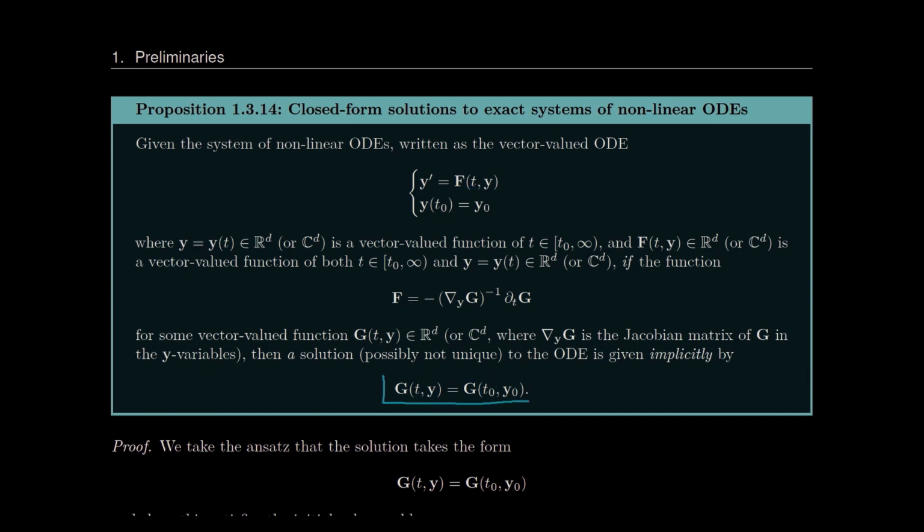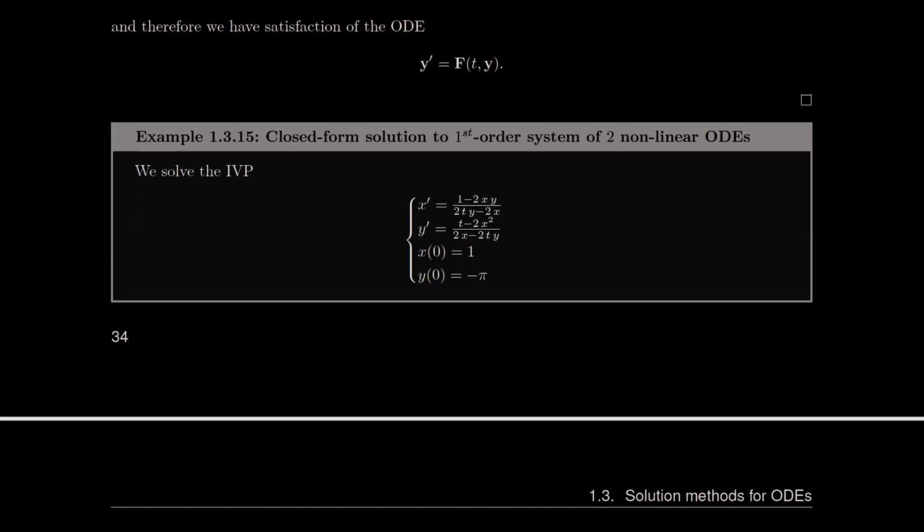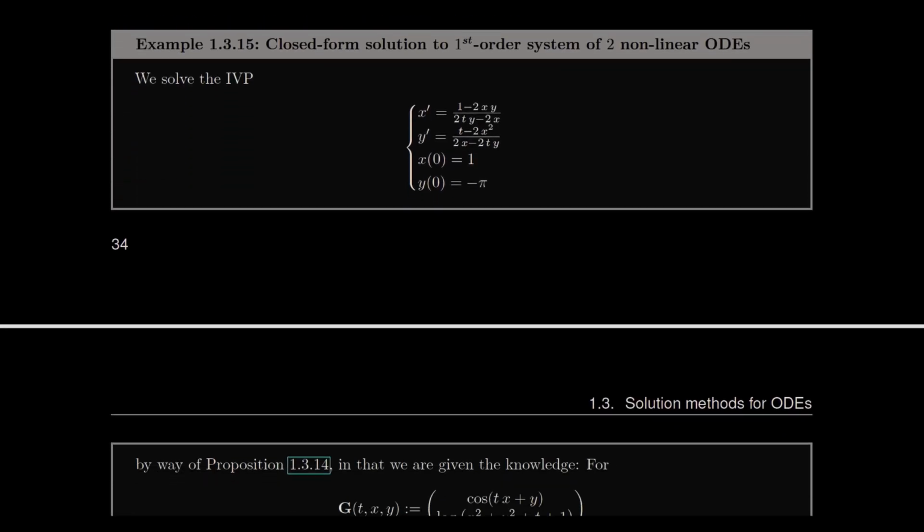Now this is an implicit solution, right? Because ideally we would want to solve this for y. So an explicit solution exists if we can solve for the vector y. If you manage to solve that equation for the vector y, then you have an explicit solution. I've got a proof there. It's pretty straightforward. But let's actually see an example of this in action.